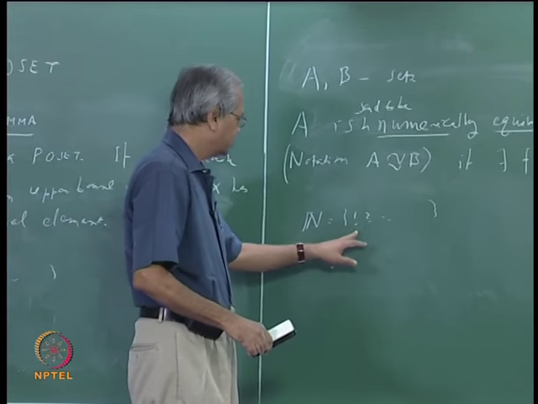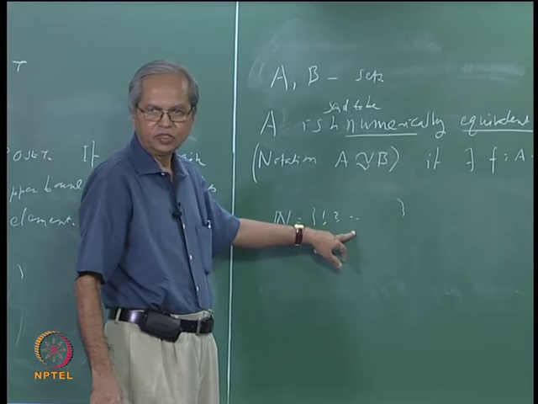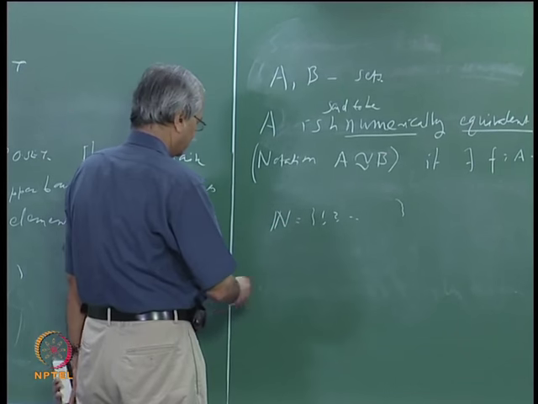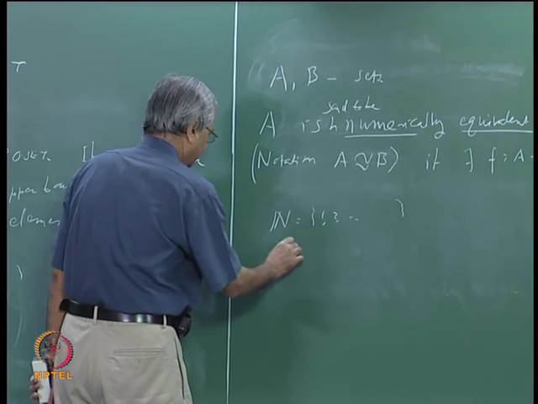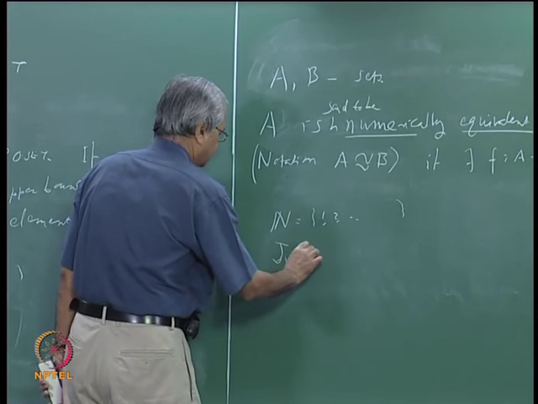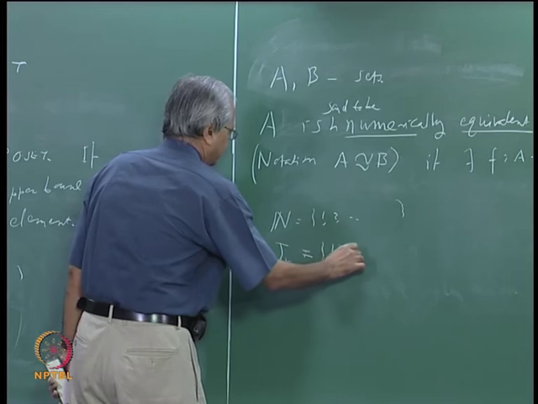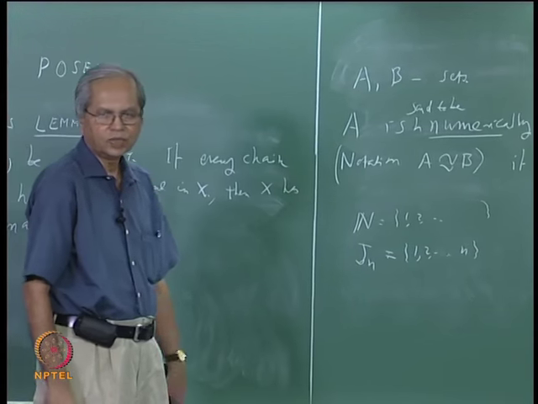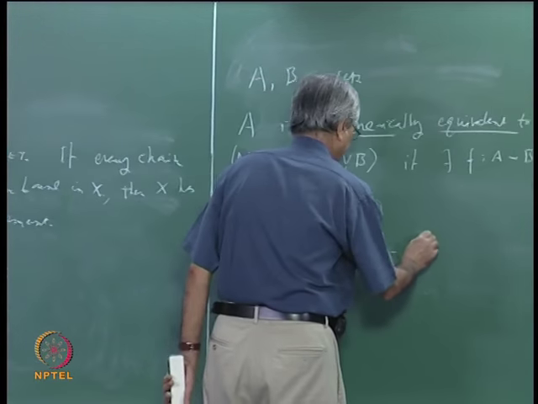Suppose we take only the first n natural numbers. We shall use some name for this. Suppose I call it J suffix n, that is, 1, 2, etc. up to n. This is called a segment of N.